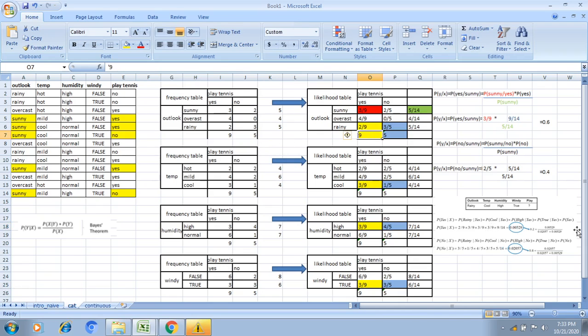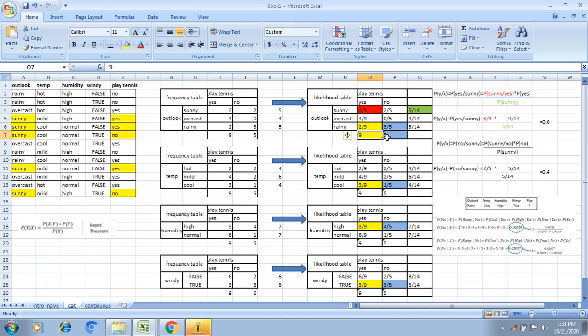divided by 14. If I calculate the probability of yes given X, the result is 0.00529. This is the probability of yes given X. In a similar way, I need to calculate the probability of no given X: the probability of rainy given no, cool given no, high given no, true given no, and the probability of no. This is the numerator for the Bayes theorem.